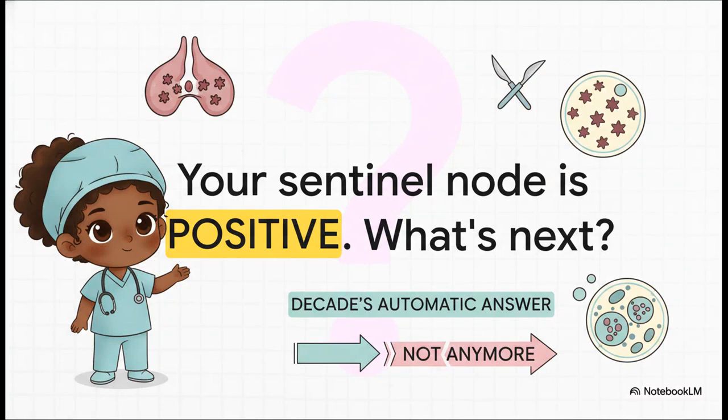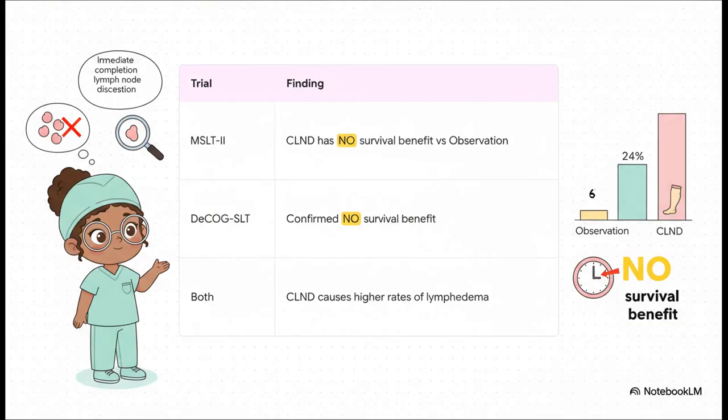Now for the million-dollar question. You've done the wide excision, you've done the sentinel node biopsy. The path report comes back, the sentinel node is positive for metastatic melanoma. Your attending turns to you in conference and asks, okay, what's next? For decades, the answer was automatic. But it's not anymore. The answer changed because of two landmark trials, MSLT2 and DECOG.